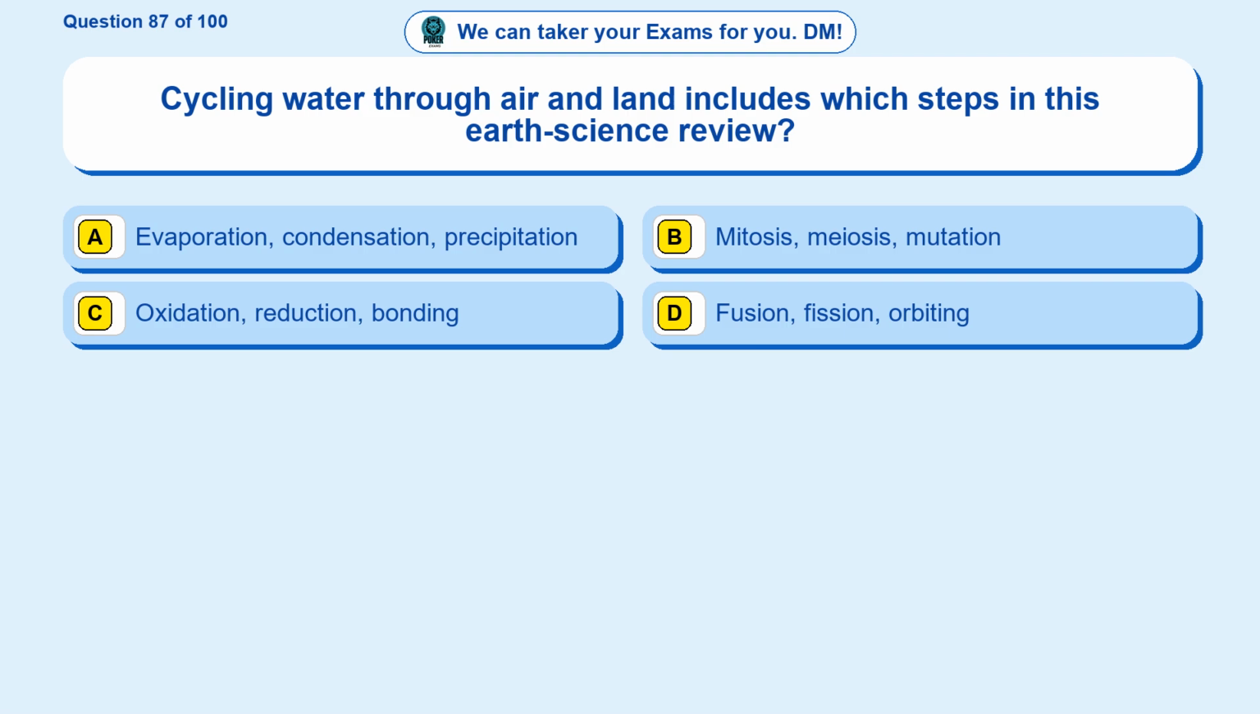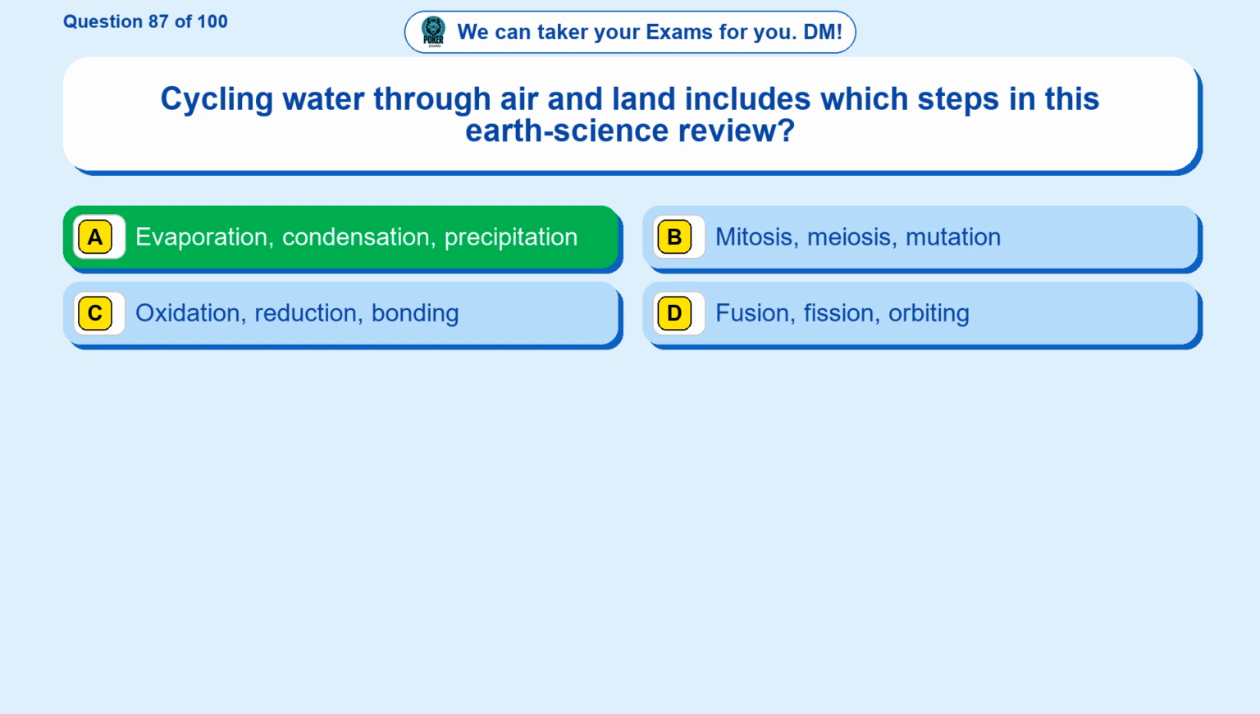Question 87. Cycling water through air and land includes which steps in this Earth Science Review? Option A: evaporation, condensation, precipitation. Option B: mitosis, meiosis, mutation. Option C: oxidation, reduction, bonding. Option D: fusion, fission, orbiting. The correct answer is option A: evaporation, condensation, precipitation.